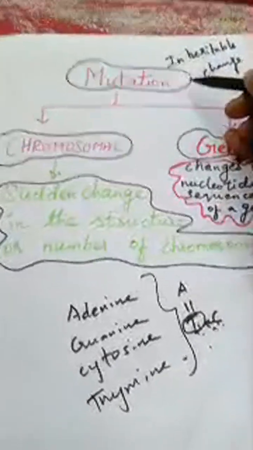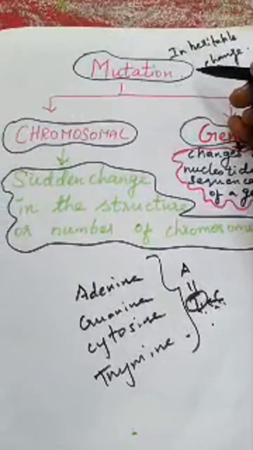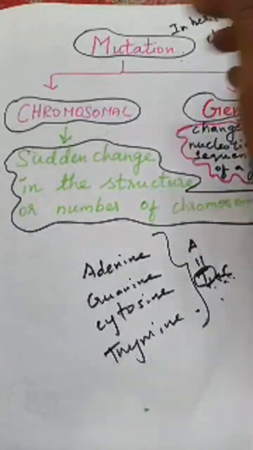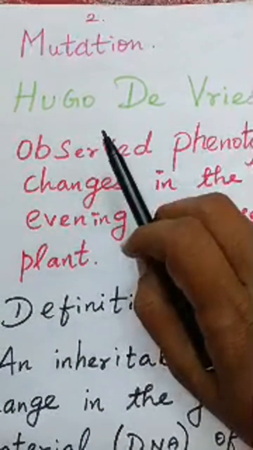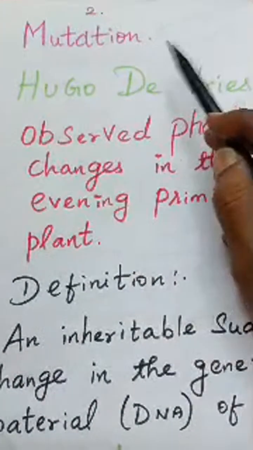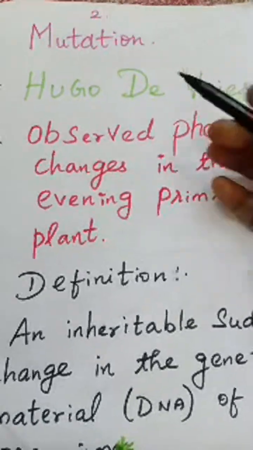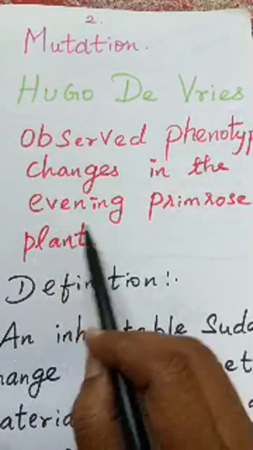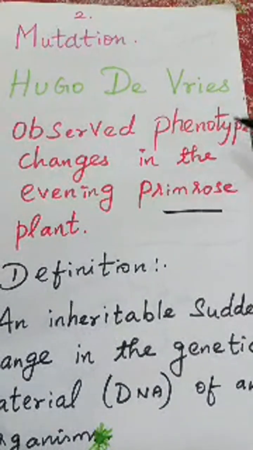Have you heard about this mutation anywhere? Who has discovered or introduced the term mutation? Any idea? This term mutation was introduced by the scientist called Hugo de Vries. He was the first who introduced the term mutation in genetics. And what he observed, suddenly he observed changes in the evening primrose plant.